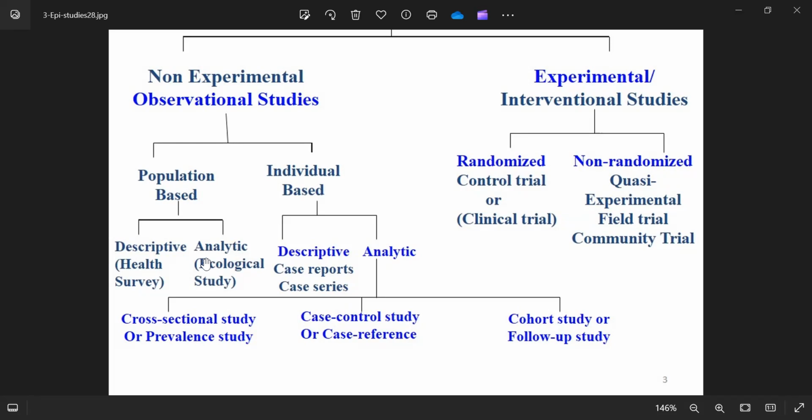But here, you are not manipulating. Rather, you are still what? Observing. The only thing that you are trying to compare if there is a relationship existing between these two. So that is for population-based observational studies, or also known as analytical ecological study. Okay, then now let's move down to individual-based. That is the one that uses individual as units of analysis.